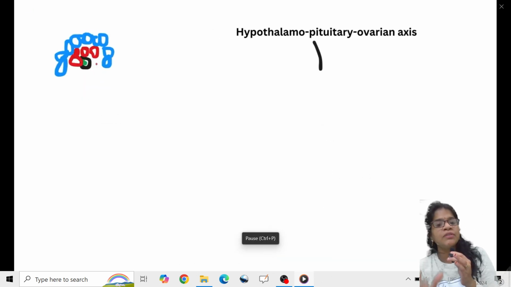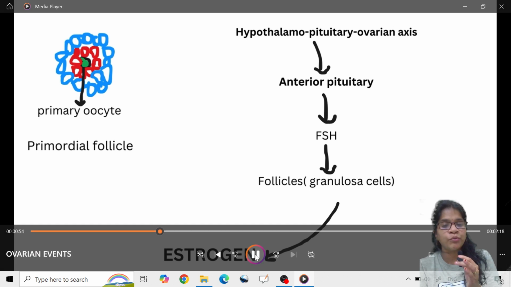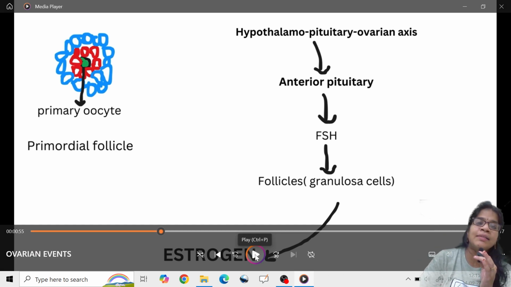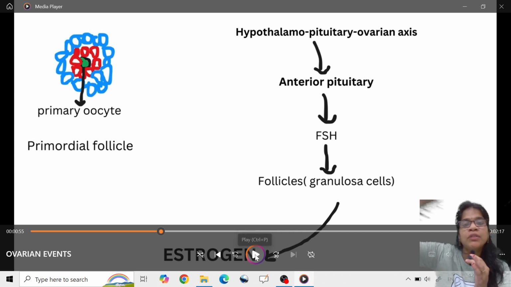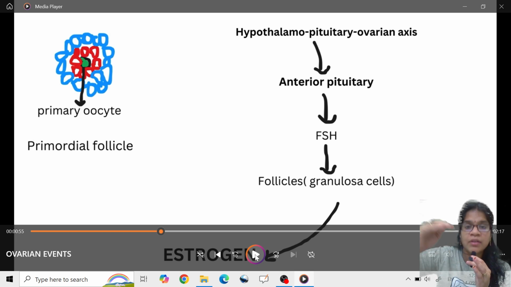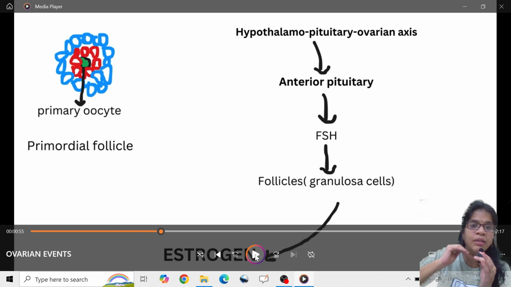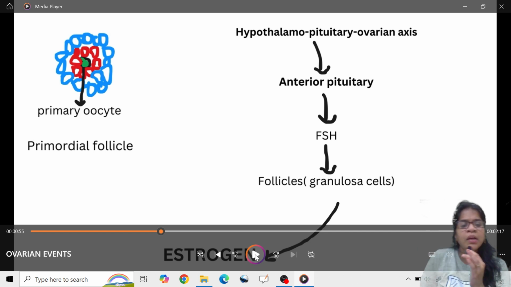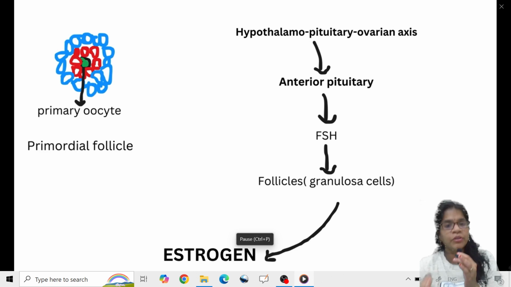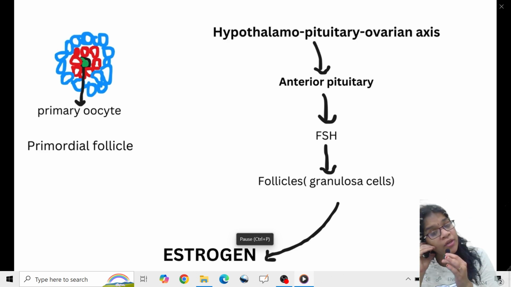This estrogen is a very important hormone which regulates the process before ovulation. That is why estrogen is in a higher amount, a surge. So till now we have discussed follicle stimulating hormone leading to high production of estrogen. What does estrogen do?